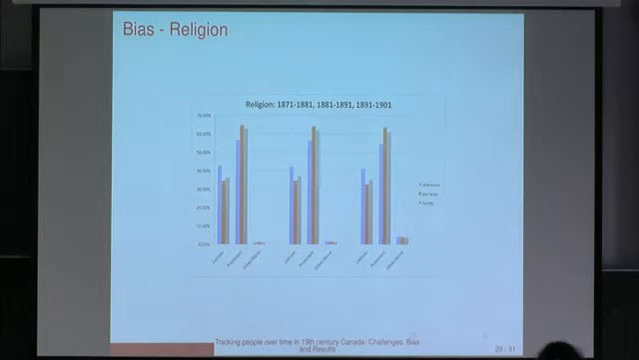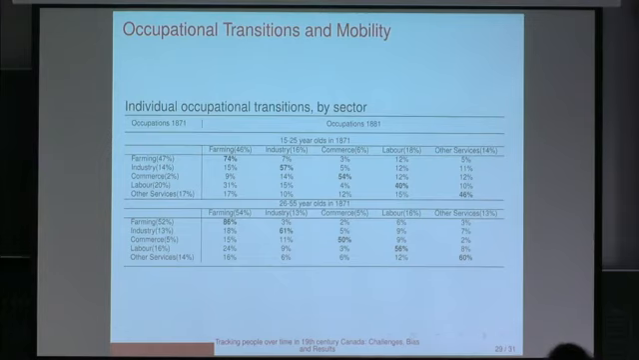Then religion, which again can be sort of correlated with the origin. We're underrepresenting Catholics and overrepresenting Protestants. Okay, and again Catholics because most of the French born were Catholics. I won't go over this since I'm out of time.